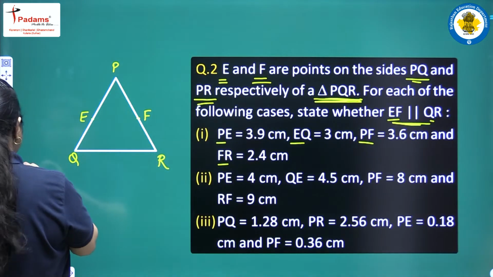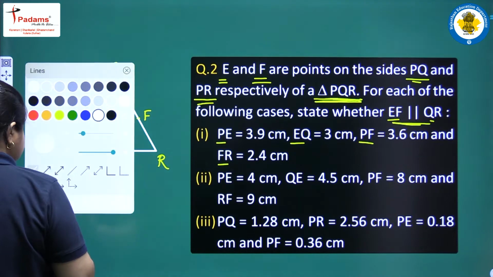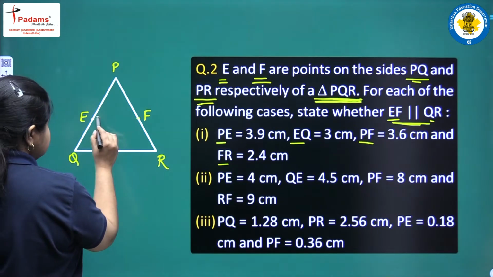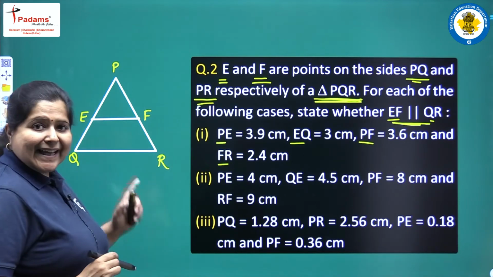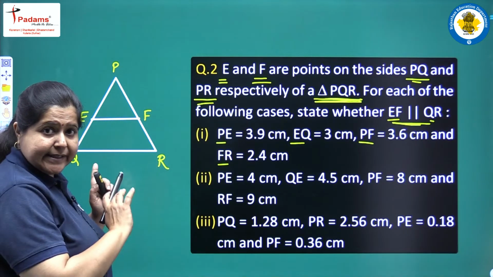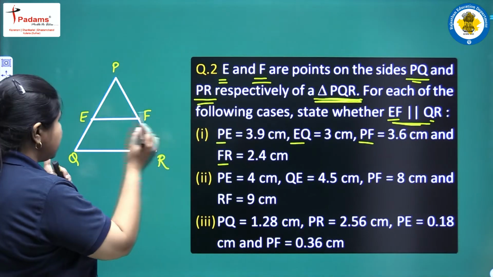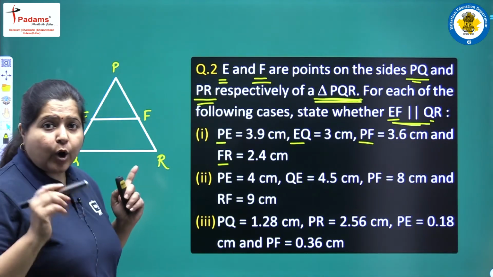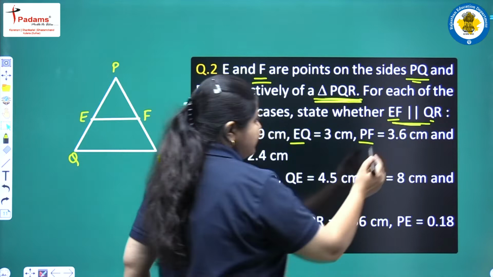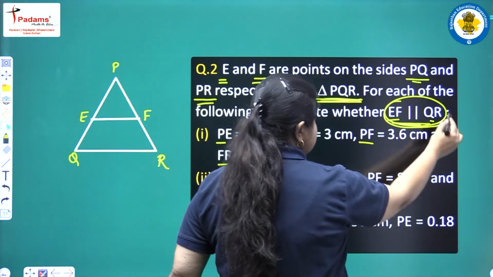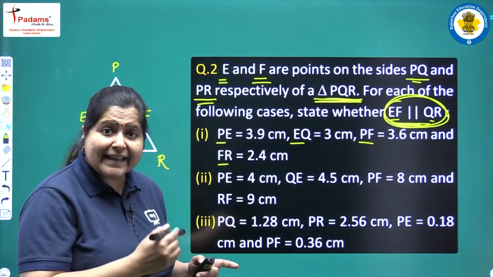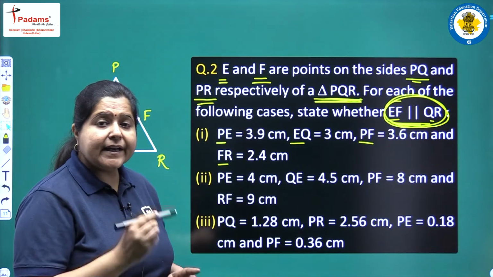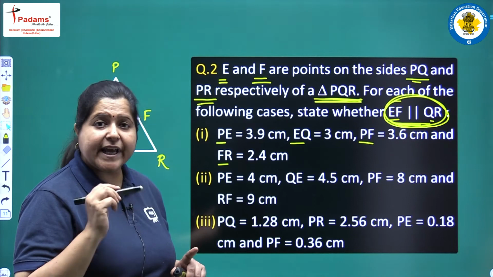तो पहले हम EF को join कर लेते हैं और देखते हैं कि ये parallel है कि नहीं है QR के. So here we have joined E and F. क्वेश्चन क्लियर है, एक ट्राइंगल दिया है और फिर PQ और PR पर 2 पॉइंट्स E और F दिए हैं और हमें ये पता करना है कि EF QR के पैरेलल है या नहीं. तो अब जब भी हमें पैरेलल का केस डील करना है कि पैरेलल है या नहीं, वहाँ हम अप्लाई करेंगे कन्वर्स ऑफ बेसिक प्रोपोर्शनैलिटी थ्योरम.